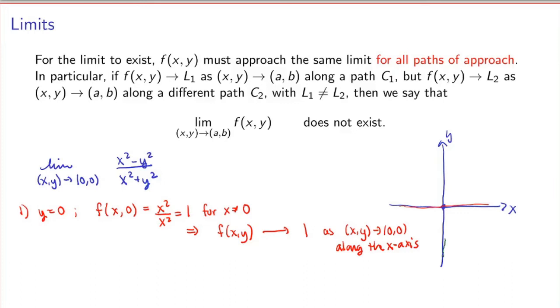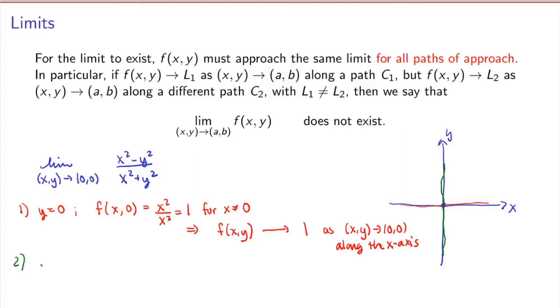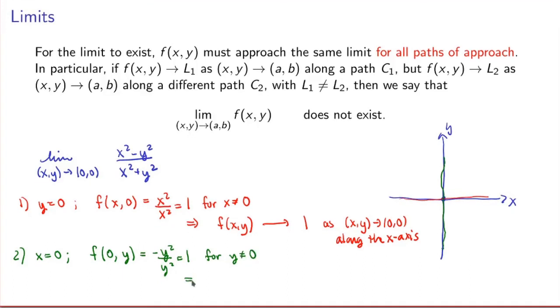All right, but if I approach on the y-axis, then you see that I get something different. So if I approach on the y-axis, that means I'm setting x equals 0. So now the function evaluated at (0, y) is equal to minus y squared over y squared, which is equal to minus 1, for, again, y not equal to 0. I'm taking a limit, not evaluating at the origin. So from this, I conclude that the function f of x, y approaches the value minus 1 as (x, y) approaches the origin along the y-axis.